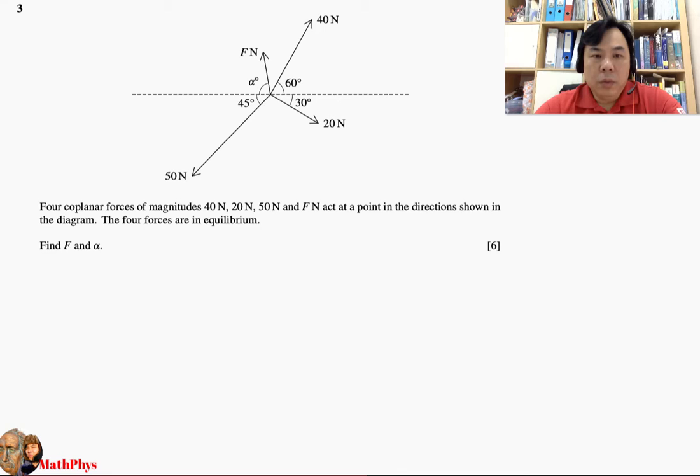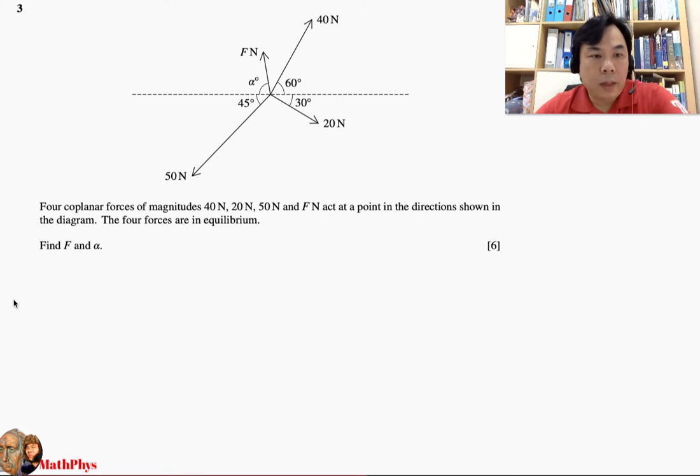Now because all the forces are in equilibrium, therefore we can apply Newton's second law one more time. Now Newton's second law states that the acceleration is directly proportional to its resultant force. Now since the forces are in equilibrium, therefore the resultant force must be equal to zero. Now that's our main concept here.